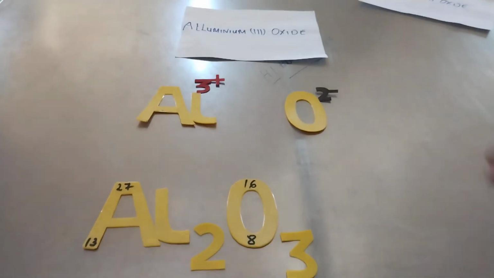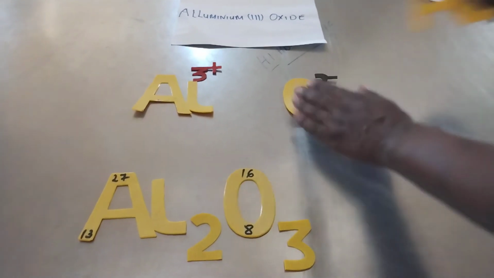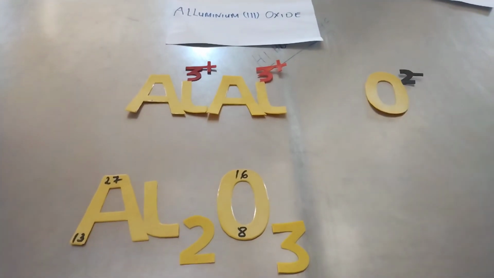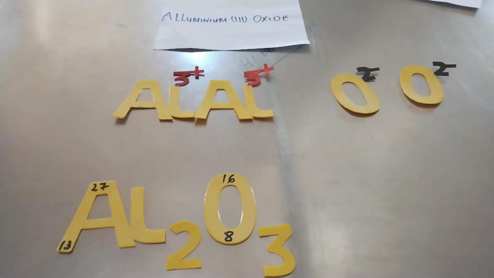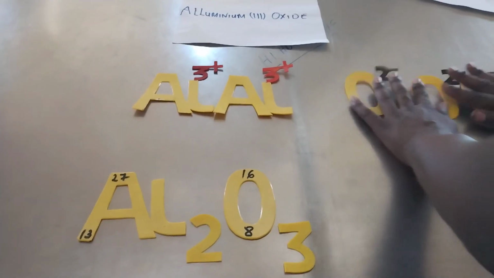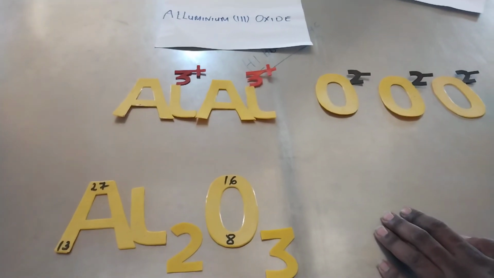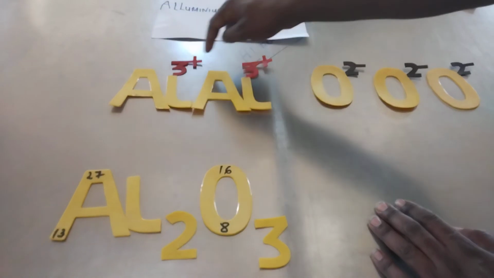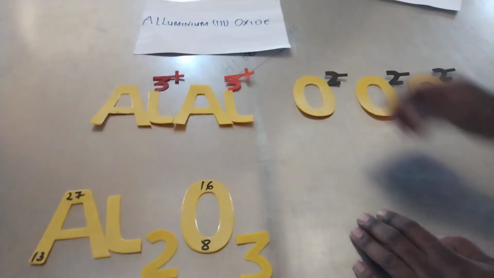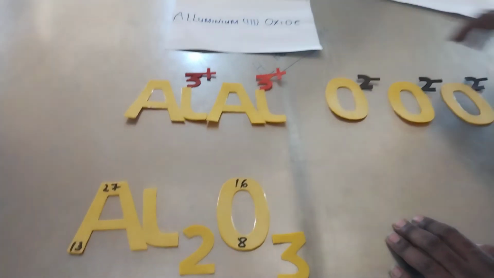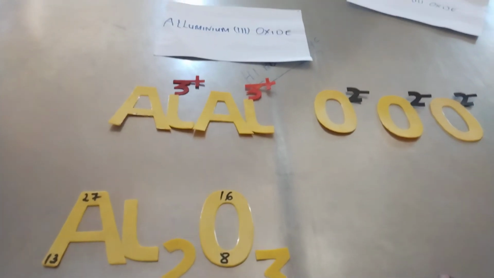Now the reason for this is that we have 2 aluminiums, you can make sense of this like that, and then we have 3 oxygens. Now if you look at this, 2 plus 2 plus 2, we have 6 negatives. And this 3 plus and 3 plus here, we have 6 positives. So at the end of the day, the positive charges and negative charges are cancelling out. So our molecule has a net charge of 0.